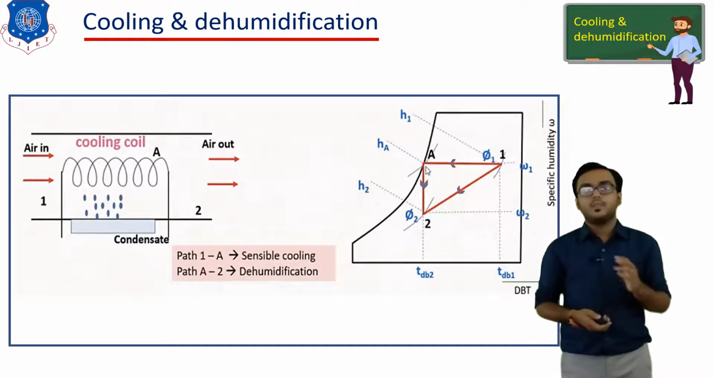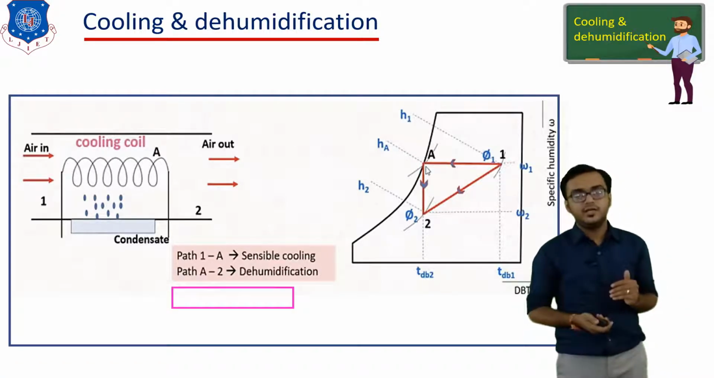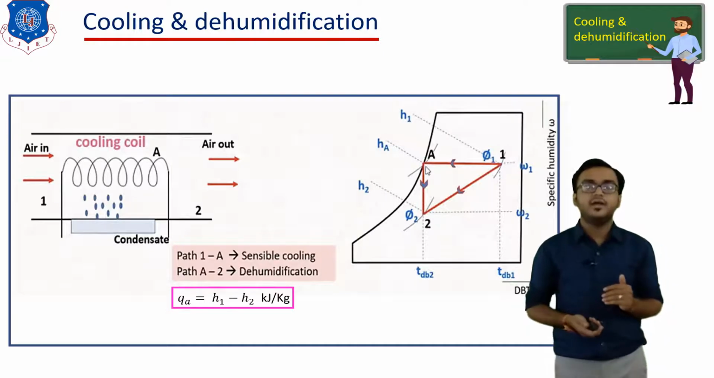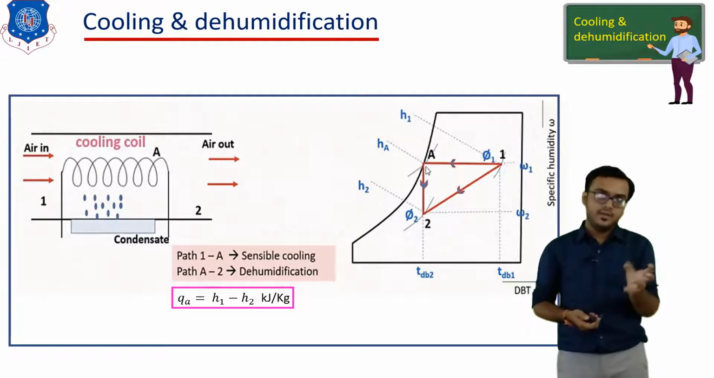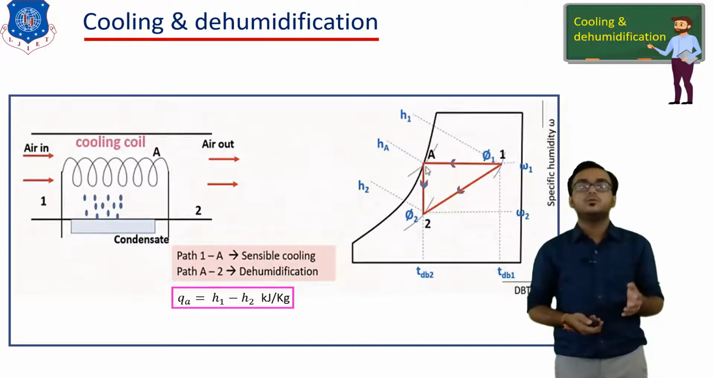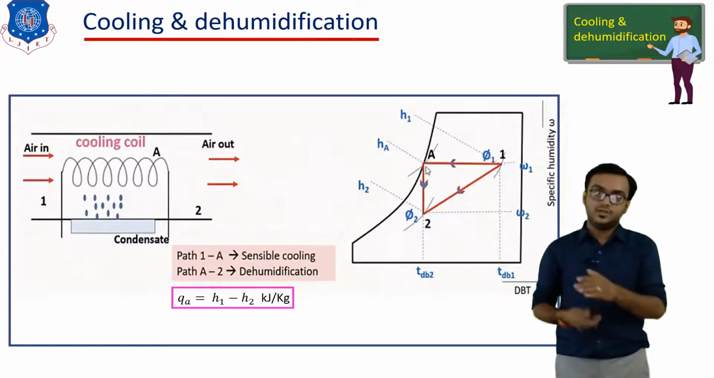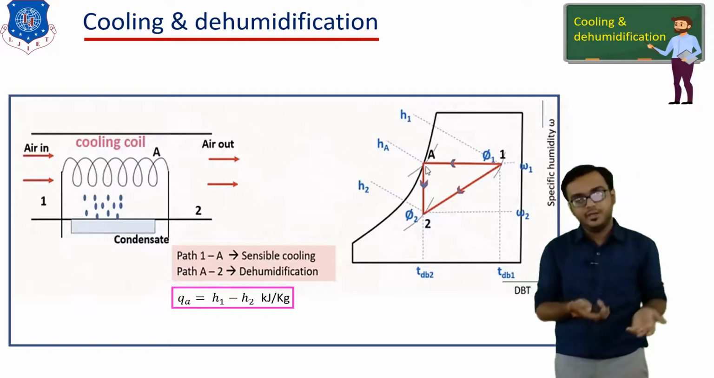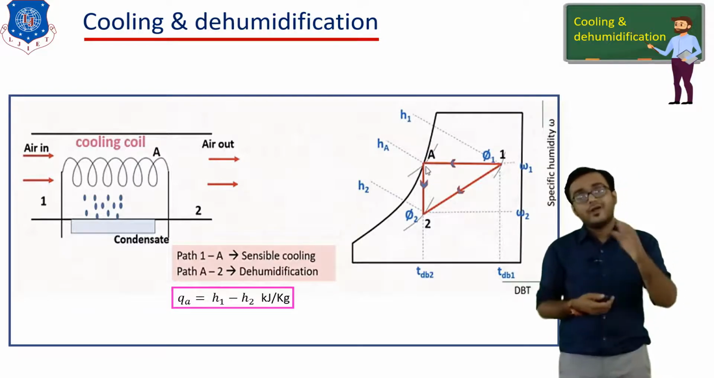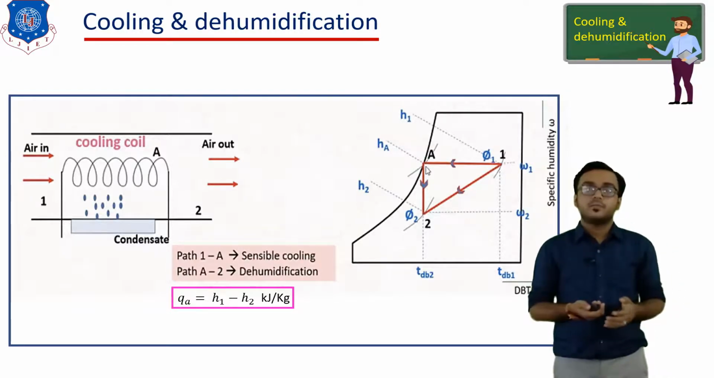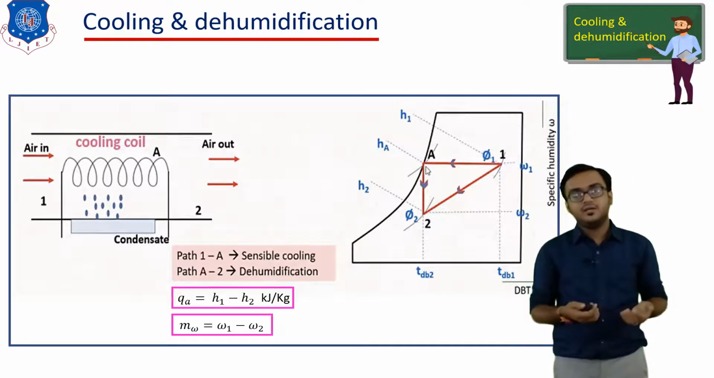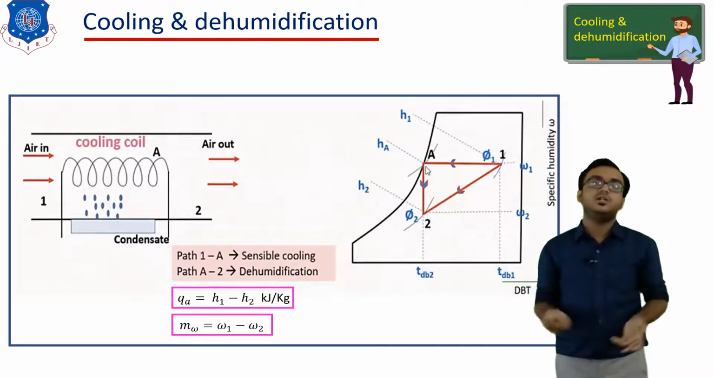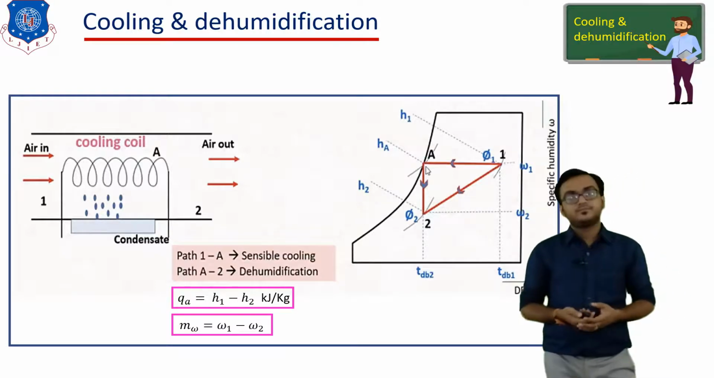So cooling and dehumidification is all about the removal of moisture and reducing the temperature of air. Now if you want to identify the heat removal rate from the air, QA is equal to H1 minus H2, that is nothing but the difference of the enthalpy. And if you want to write it in terms of temperature, you can do so by replacing H with Cp multiplied by delta T.